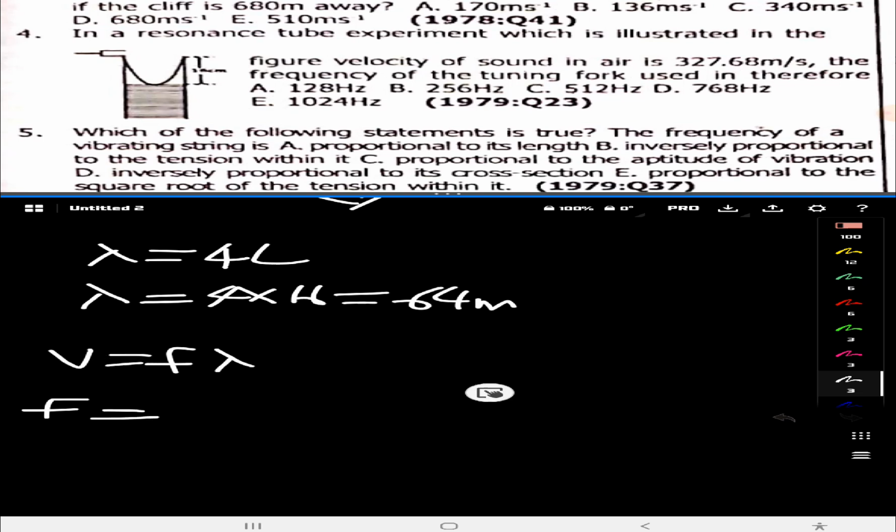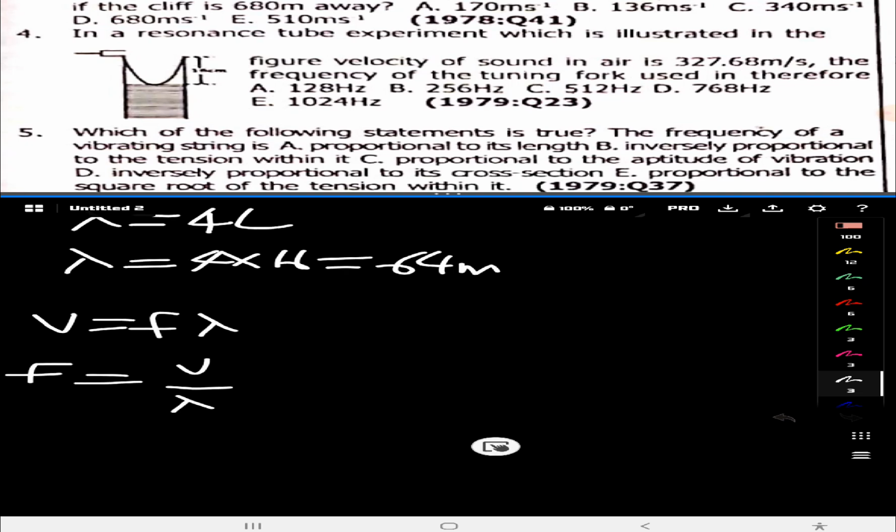The lambda that was there with the F, I write it under V, over lambda. I don't want to solve a complex process, I just show you so.